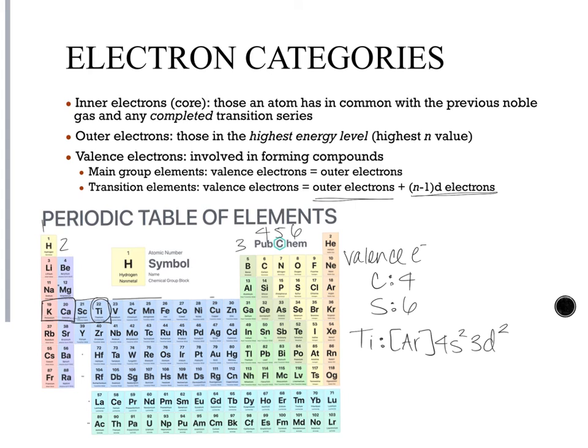Okay, so if I want to know the number of, let's say, outer electrons, it's going to be those in the highest energy level. So between 4 and 3, 4 is higher. So there's a total of 2 outer electrons. So outer is 2. But what about valence? Valence is the number of outer plus those in the D sublevel. So I have 2 here in outer and 2 in the D sublevel. So now I have a total of 4 electrons as valence electrons. So it's only tricky when you're looking at transition elements.